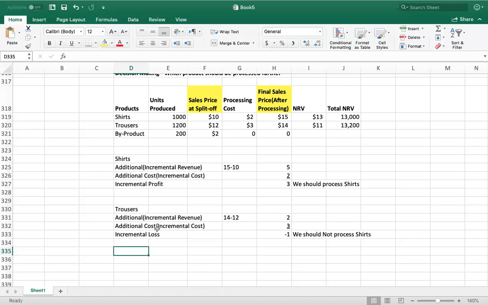If I ask you what will be the total additional profit we will get on shirts if we further process shirts? 3,000. Yes, 3,000, per unit profit multiplied by total units. Similarly, if we further process trousers, how much total loss will we get? 1,200 multiplied by minus 1, so minus 1,200. In this way, you can make your answers.